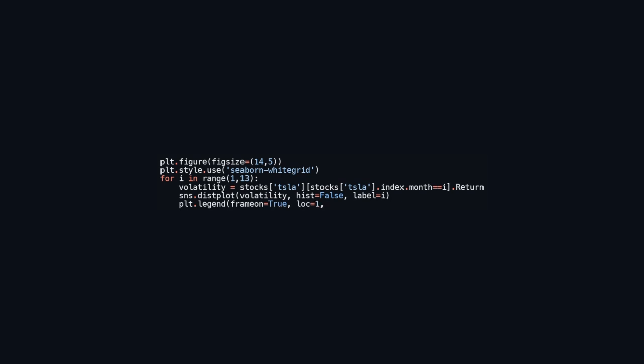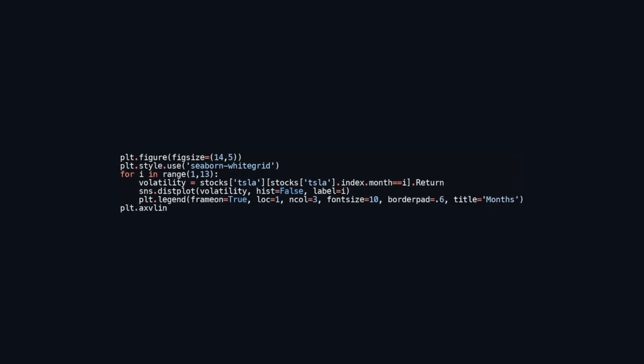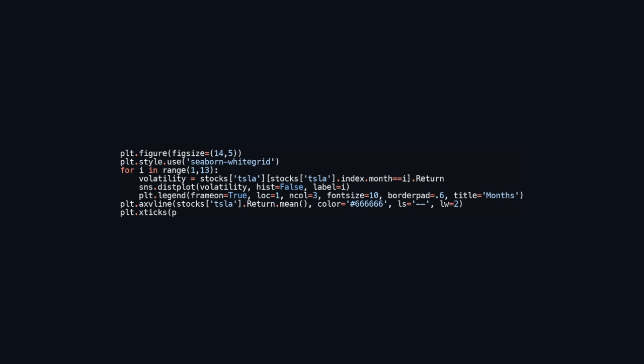The legend is configured to display the month numbers, making it easy to identify which color corresponds to which month. A vertical dashed line is drawn at the mean return of Tesla stock, providing a reference point for evaluating the distributions. The x-ticks are adjusted to center around this mean return, enhancing clarity. The title of the plot succinctly describes the content, indicating that it visualizes Tesla's returns by month.